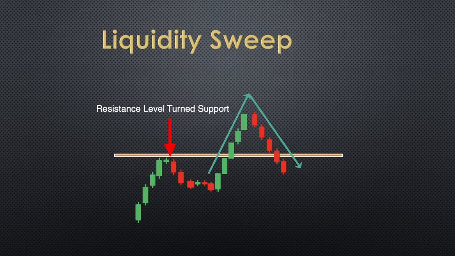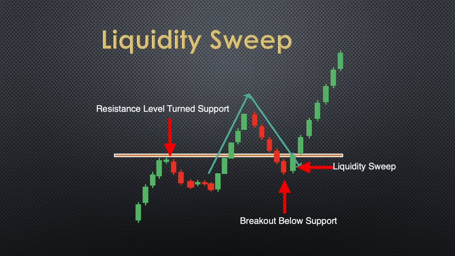What do market makers do? They push the market to sweep that liquidity by breaking just below the support level. This triggers all the stop losses, fills the limit orders, and then, here's the key part, reverses the market back up. It's a classic move by smart money to clear out the retail traders and get the best entry. And this is exactly what happens when they approach supply or demand zones as well.